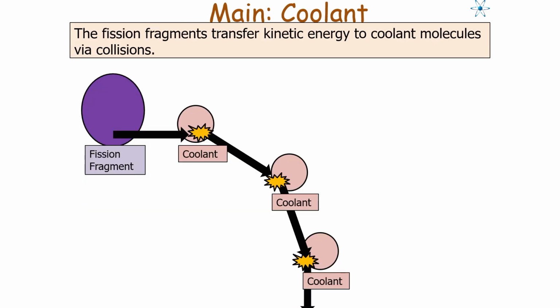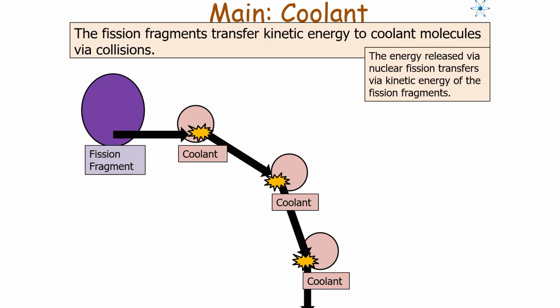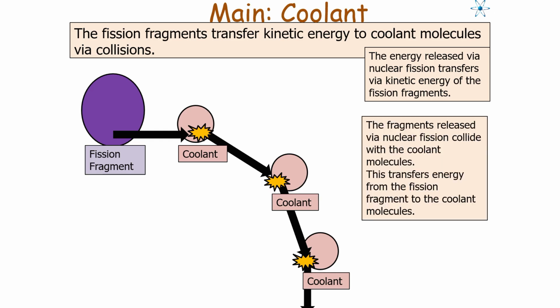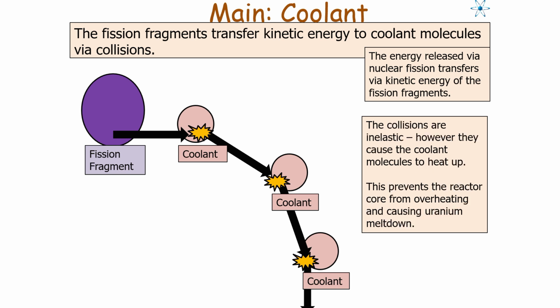So fission fragments in the fission process transfer kinetic energy to coolant molecules via collisions. So the energy released via nuclear fission transfers via kinetic energy of the fission fragments. The fission fragments released via nuclear fission will then collide with the coolant molecules, and this transfers energy from our fission fragment to our coolant molecules. Now the collisions are inelastic, however they do cause our coolant molecules to heat up. So firstly, this prevents the reactor core from overheating and causing a uranium meltdown.